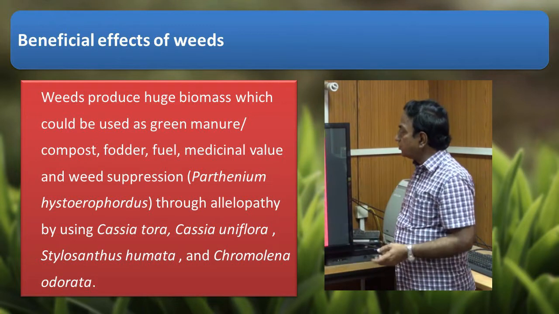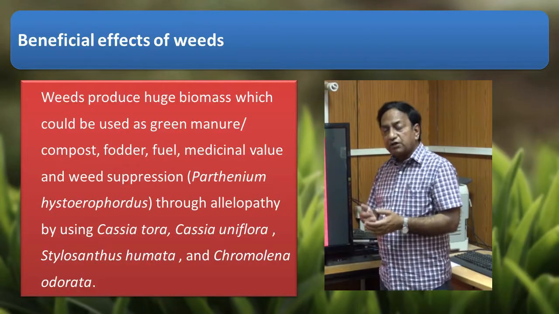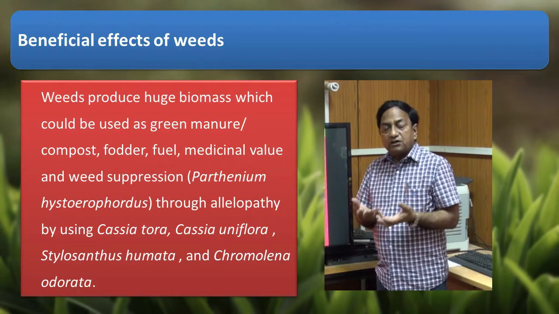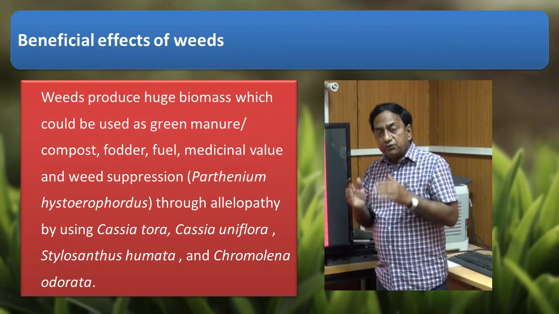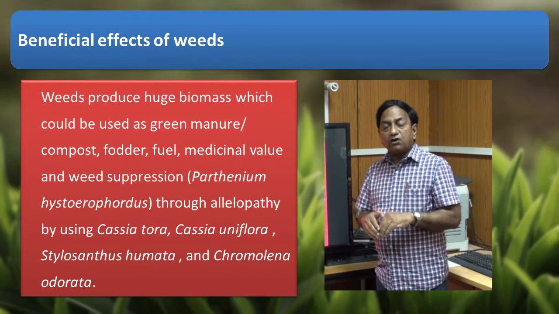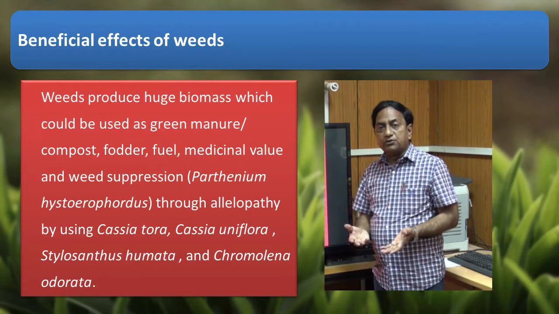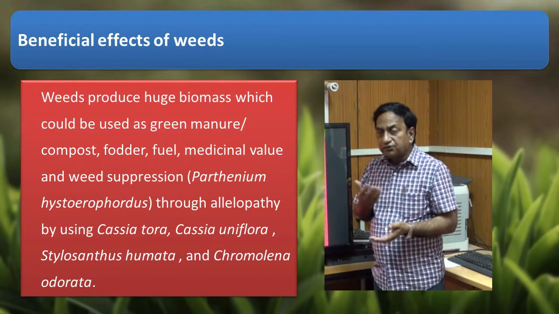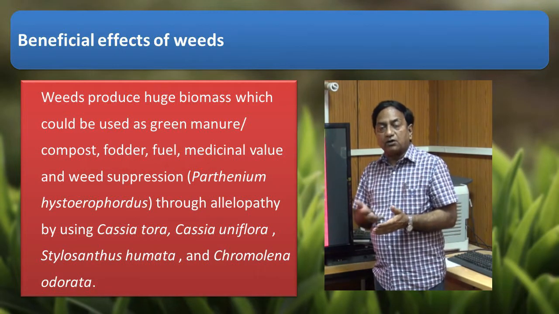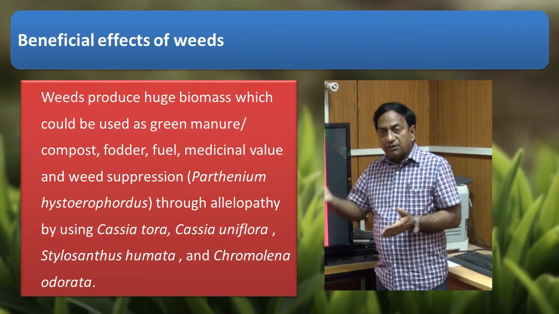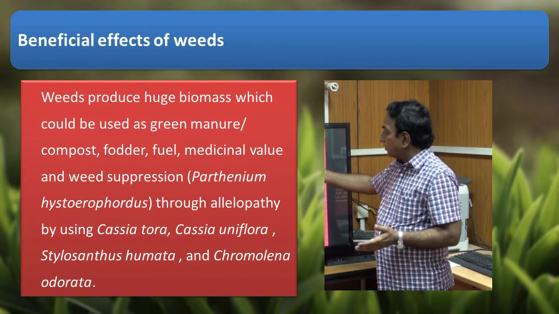automatically this will reduce the menace in the crop field. Weeds produce huge biomass which could be used as green manure. For example, Parthenium is a very harmful weed, and if you try to utilize it for composting, a lot of weeds can also be used as compost. So once you start utilizing it, automatically its demand for utilization will reduce the infestation in the environment.